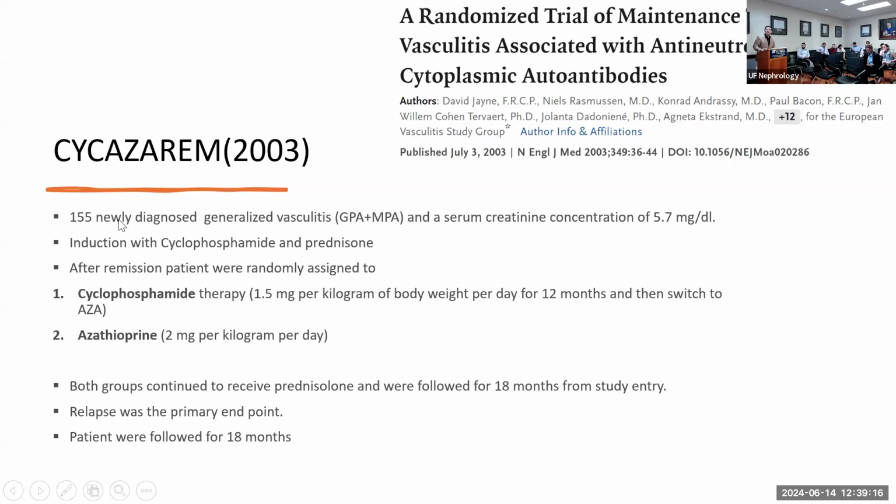There are 155 newly diagnosed GPA and MPA patients. For induction with cyclophosphamide and prednisone, one group received cyclophosphamide 1.5 milligram per kg for 12 months, and then after that they switched to azathioprine. The second group had azathioprine. Both groups received prednisone and were followed for 18 months. The relapse was the primary endpoint.